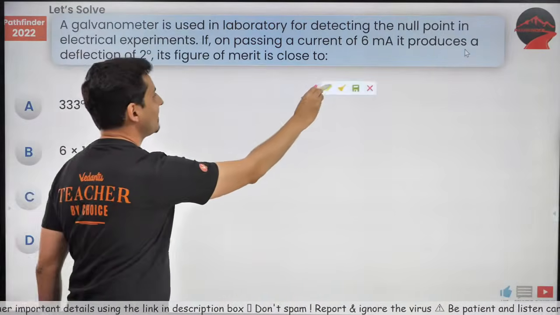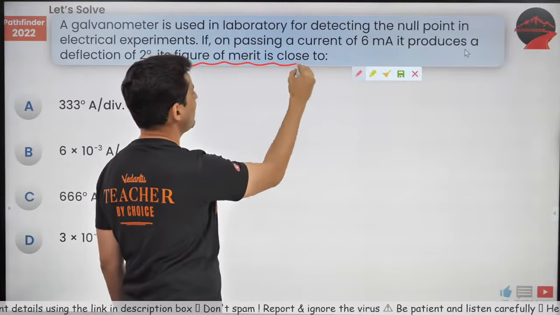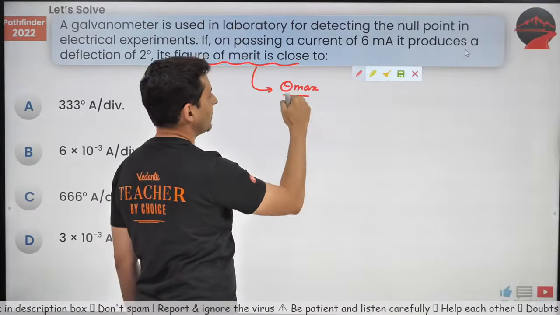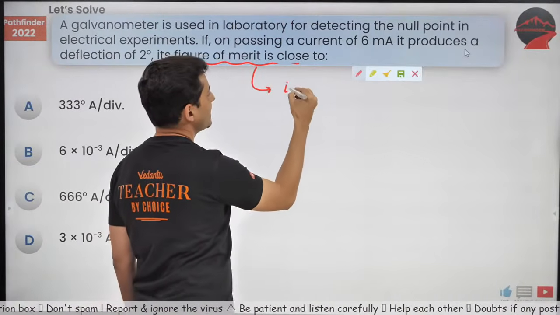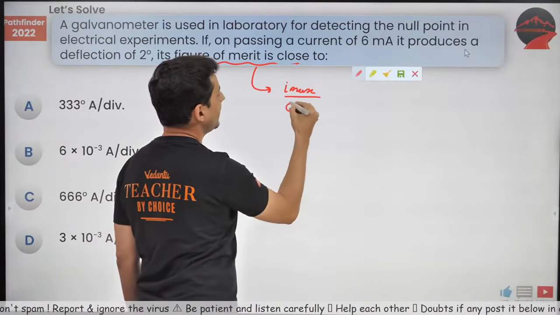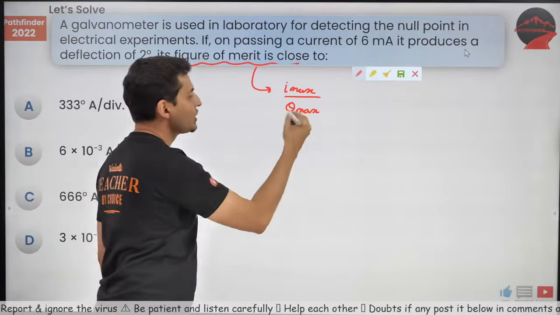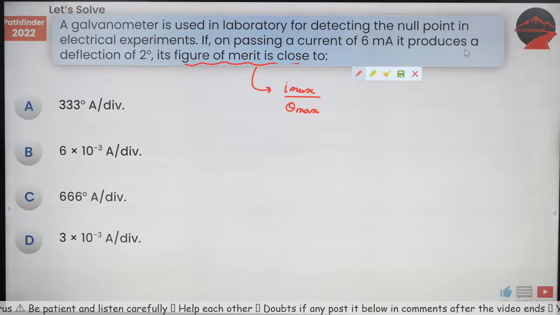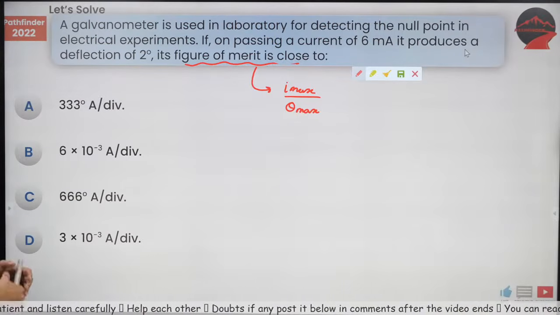I just told you what the figure of merit is just some time back. It was nothing but the maximum current upon the maximum deflection. Just use this fact and I'm pretty sure you will be able to get it. Come on my warriors, think about it. What should be the correct answer?